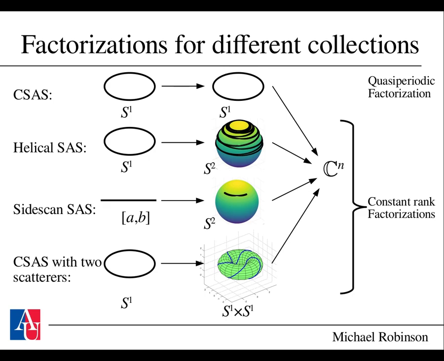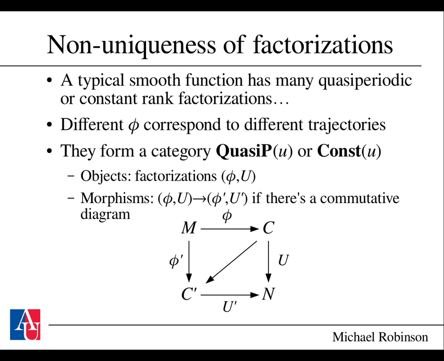Whereas for helical collections, you orbit the target on a helix rather than on a circle. You end up projecting onto a sphere, azimuth and elevation. Same for side scan sonar. And also you can get some stranger ones if you assume a little bit more structure about your target. So if you have two separate targets that are in the scene, the signature will end up winding up on a torus knot. Now, one of the immediate things that comes to mind is that these factorizations are not unique.